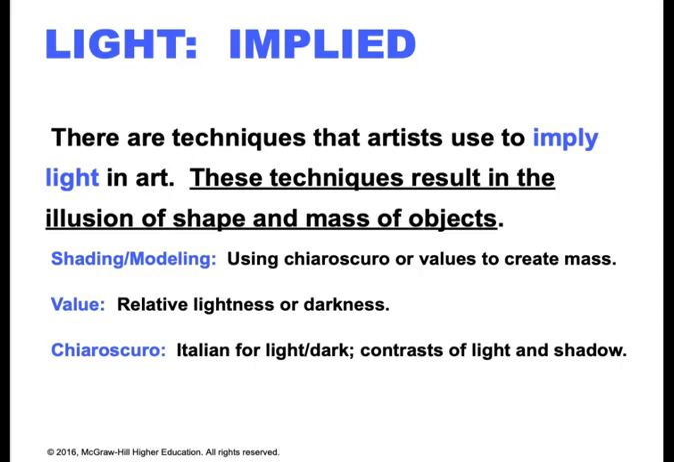So how do they imply light? Now what that means is basically creating the illusion of shape and mass. Trying to make something look three-dimensional on a flat space, on a flat picture plane. The first technique is, and these are three techniques, shading and modeling. We use chiaroscuro, which is an Italian word that means light and dark, or values to create mass.